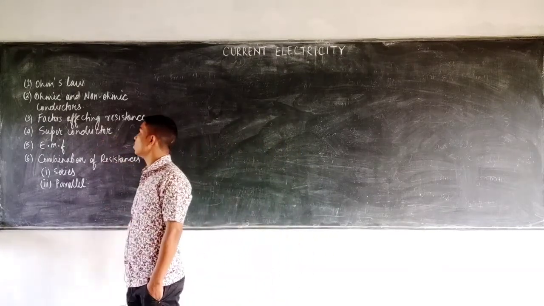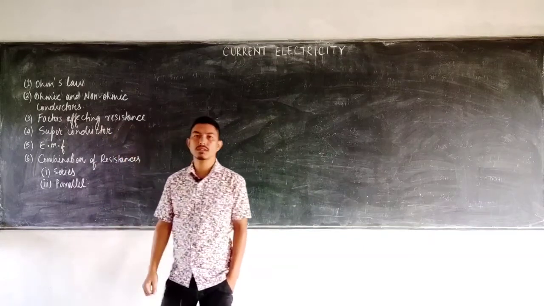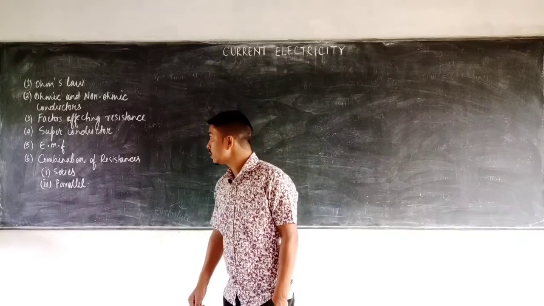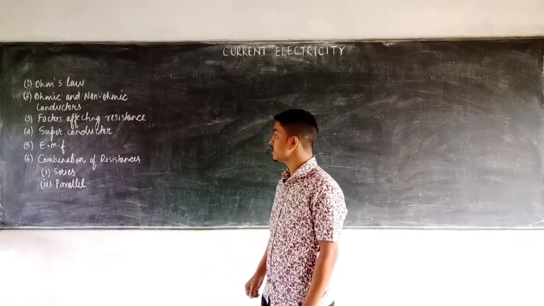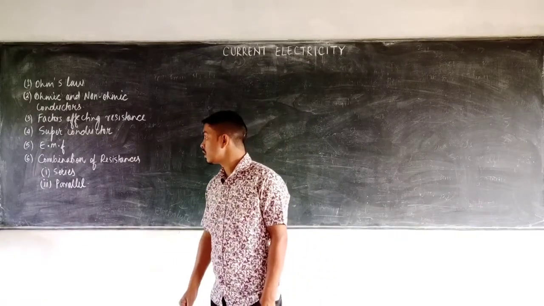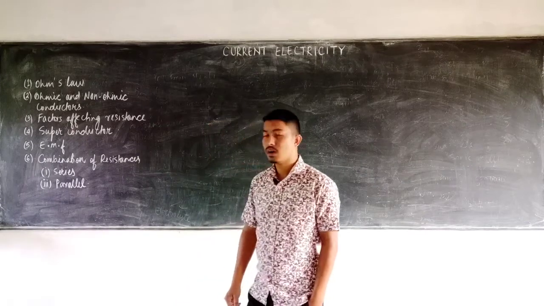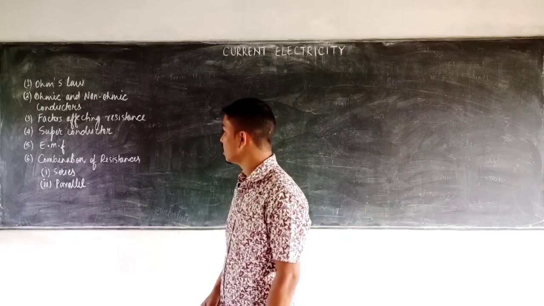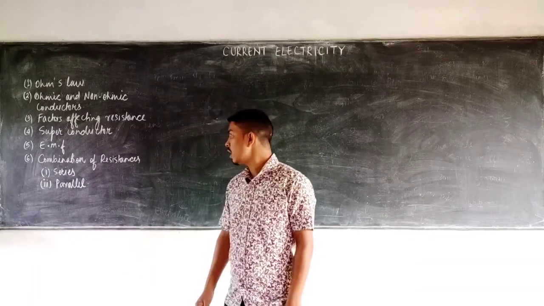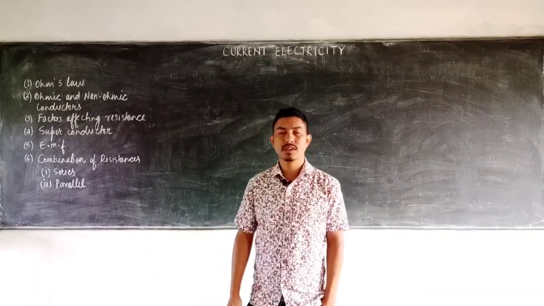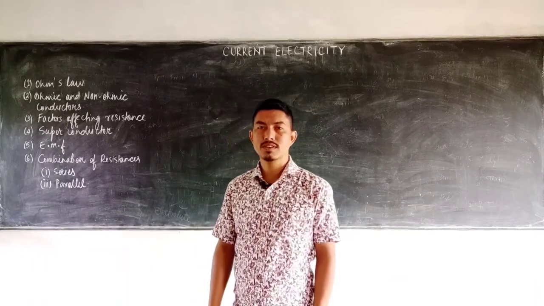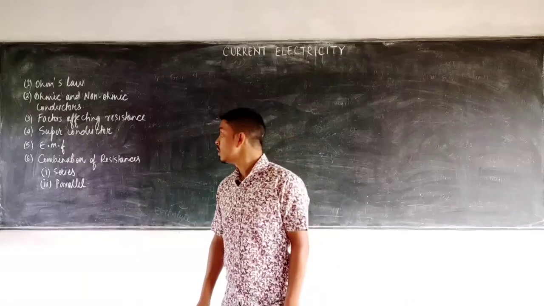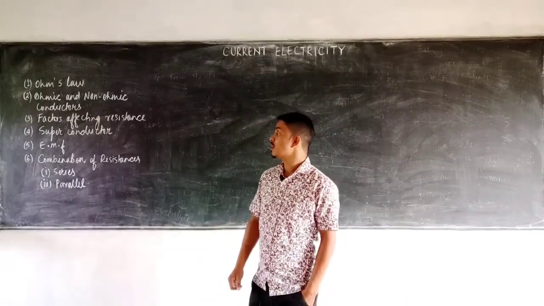First we will be discussing Ohm's law, then the ohmic conductor and the non-ohmic conductor. Third, we will discuss the factors that affect resistance. Then we will learn about the superconductor, a brief description of EMF, that is the electromotive force, and finally we will learn how to find the equivalent resistance when different resistances are connected either in series or in parallel. So, coming to the first topic, Ohm's law.